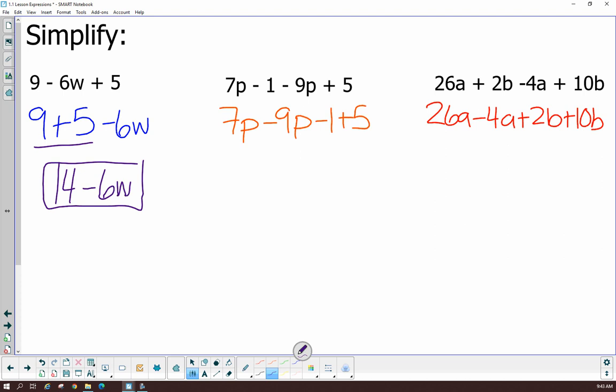Here I can do 7 minus 9. Again, you can use your calculator. It's a good tool. 7 minus 9 gives us negative 2, and there's a p. Negative 1 plus 5 gives us positive 4.